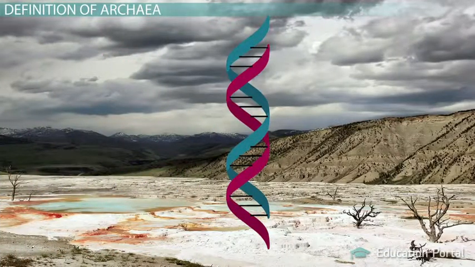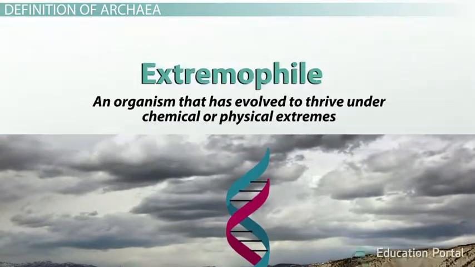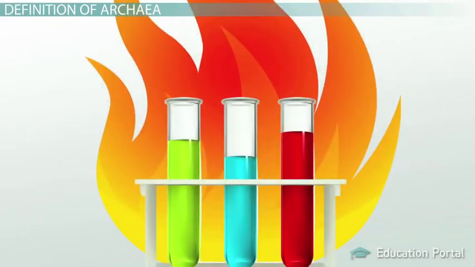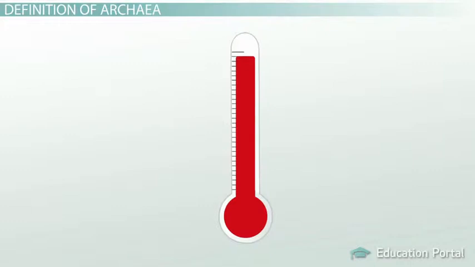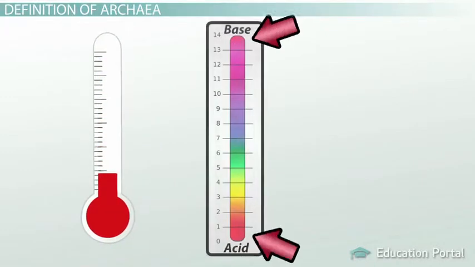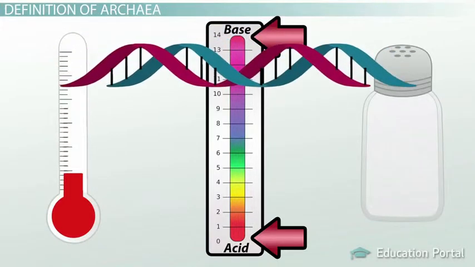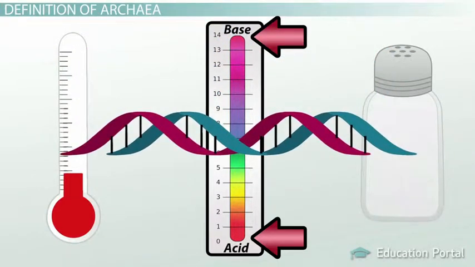Many Archaea are extremophiles, providing some clues to the function of some of those unique genes. An extremophile is an organism that has evolved to thrive under chemical or physical extremes. So, an extremophile is an organism that loves extreme chemical or physical conditions. These extremes can include very high or low temperatures, the ends of the pH spectrum, or solutions with high salt content. Undoubtedly, some of the novel genes found in Archaea are responsible for their ability to survive in crazy environments.